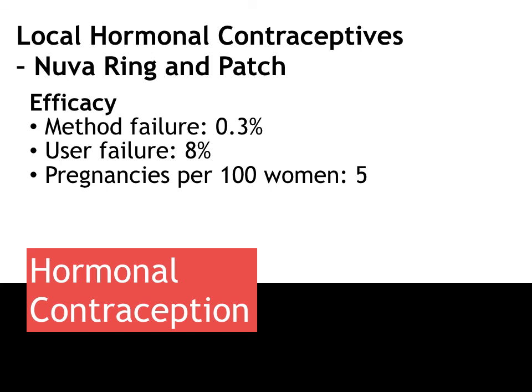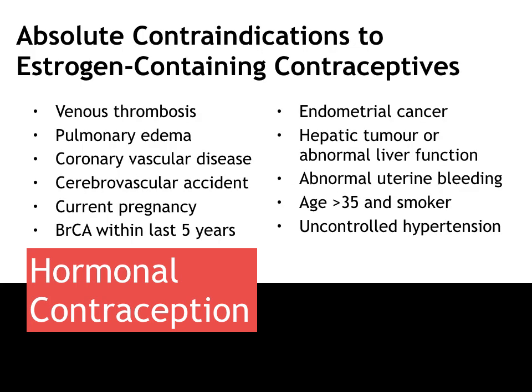For the NuvaRing and the patch, with perfect use or method failure, efficacy is quite good, 99.7% effective. Average or typical use, the failure would be 8%, so that would be 92% effective. And pregnancies per 100 women was reported at 5 based on the studies.